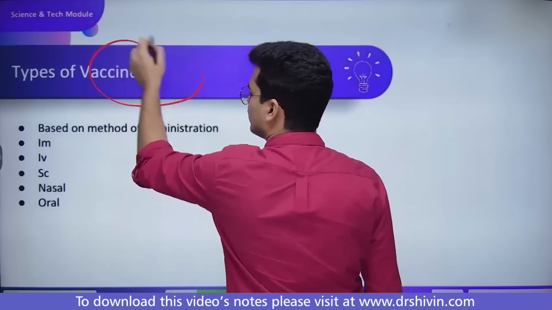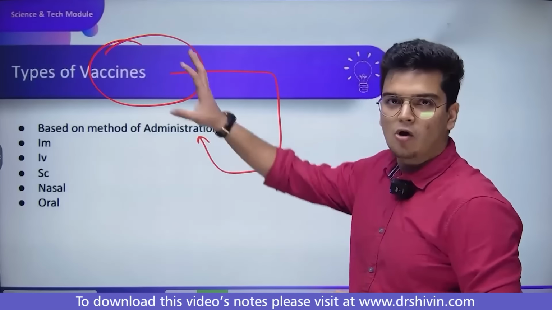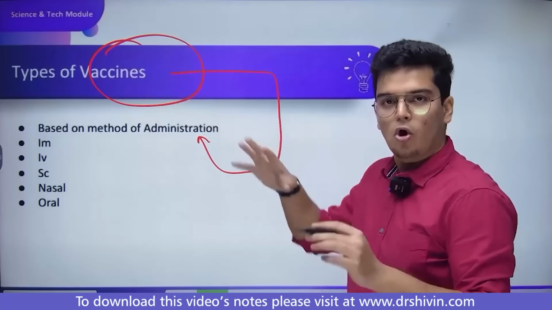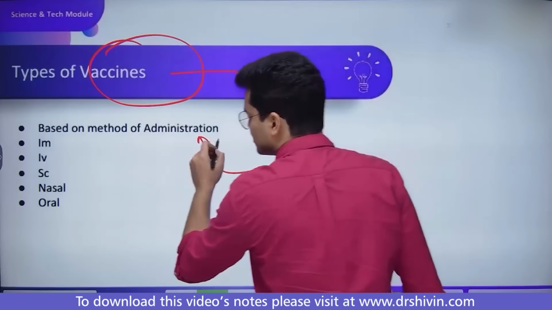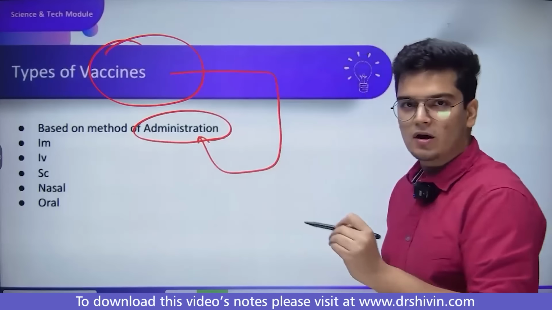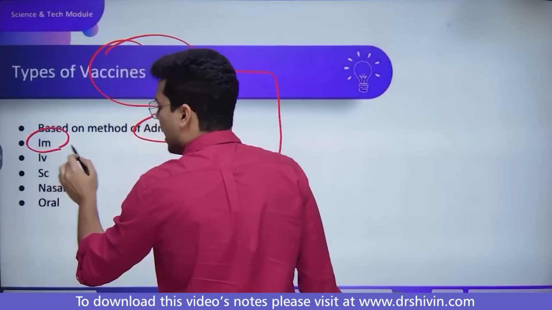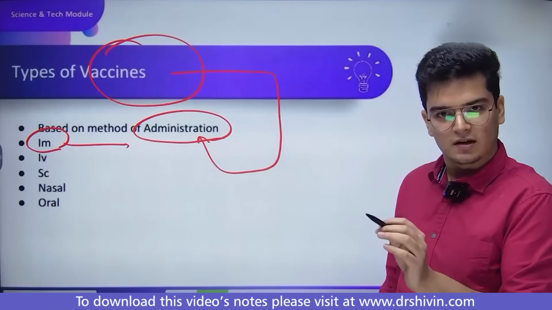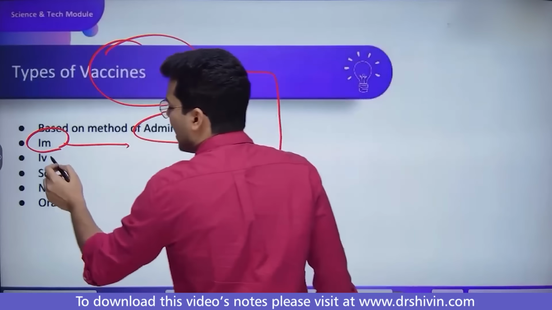What are the types of vaccines? Types of vaccines can be on the basis of how the vaccine is manufactured or how the vaccine is given to you. These are the two ways. On the basis of administration, depending on how the vaccine is given to you, they can be IM. IM stands for intramuscular. These vaccines are given to you in the muscle. Then they can be IV.